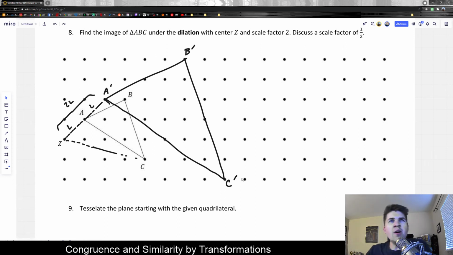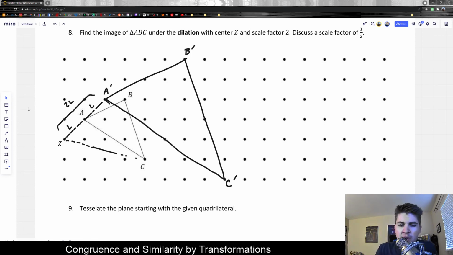And let's say you were wondering, what if I wanted to use a scale factor of 1.5 or 3.5, or 1/3 or something like that? Well, then with the dot paper, it's not as convenient because it's good for doubling and halving and stuff like that. But you can always do your best estimation to figure out those sorts of things.